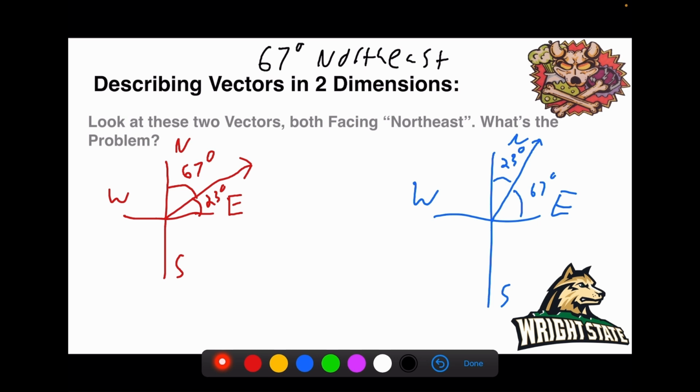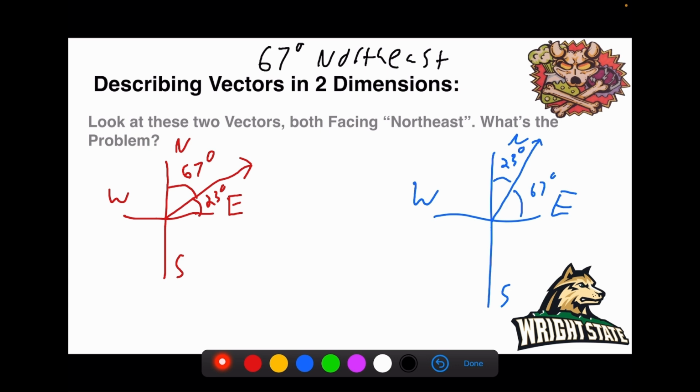So if I were to just tell you 67 degrees northeast, I could be referring to either one of these measurements. The problem is that that's not true, right? These aren't the same measurement. This one on the left has a higher angle towards the east, and this one on the right has a higher angle towards the north. These are not the same angle. So we have to have a special notation for this.